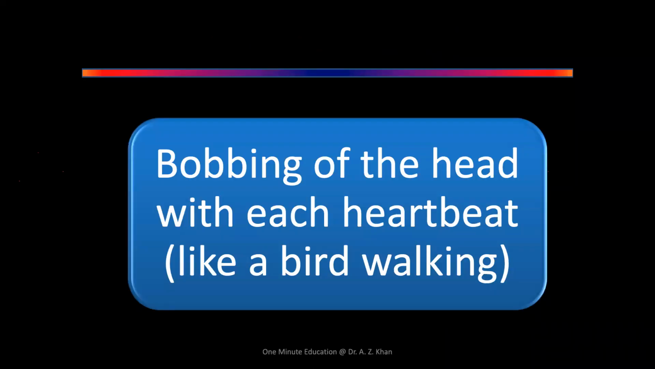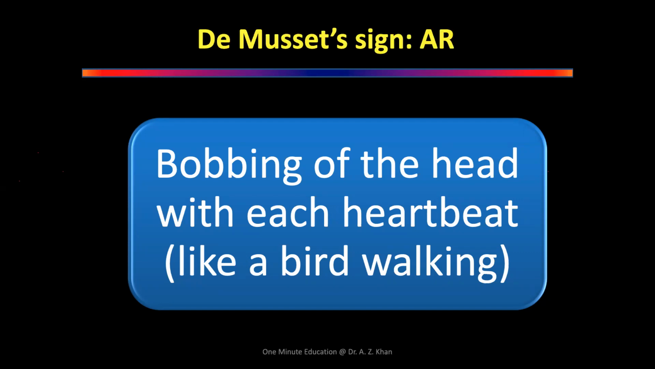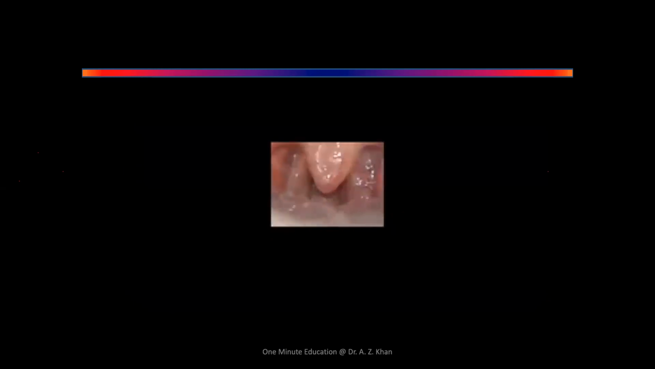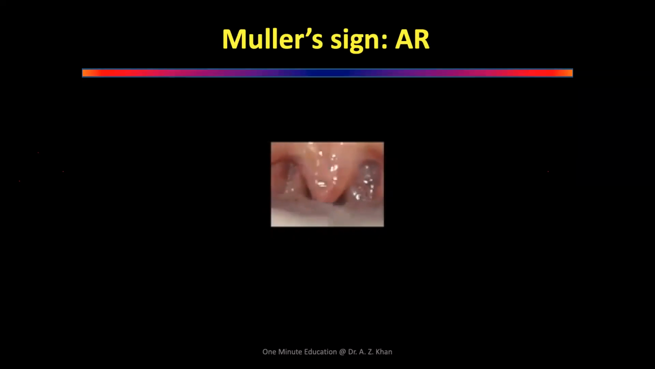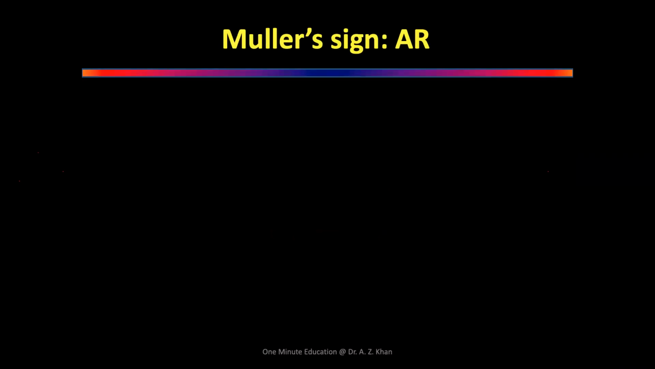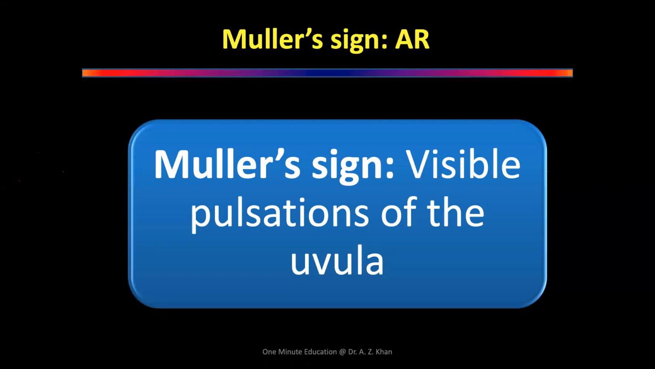What is this? Name of the sign. Yes, sir. Okay, De Musset sign seen in aortic regurgitation. Name of the sign. Yes, sir. Müller sign, okay? Pulsation of the uvula, very classic, secondary to aortic regurgitation.